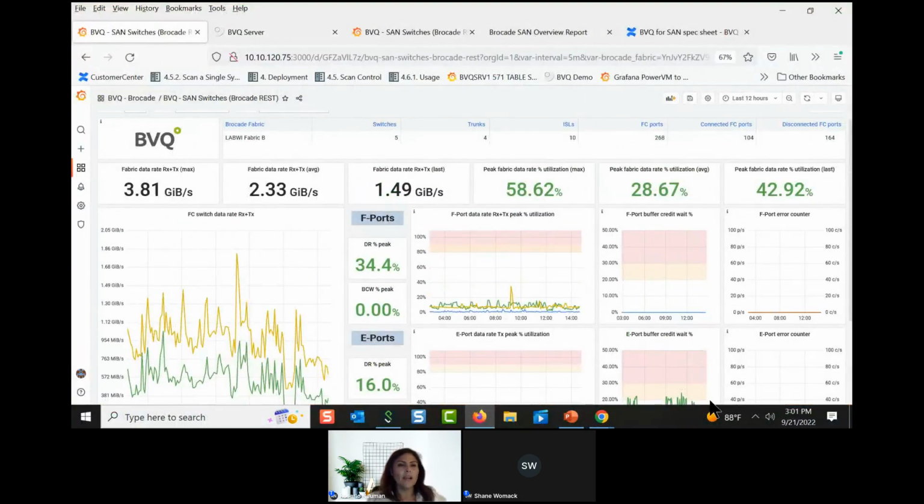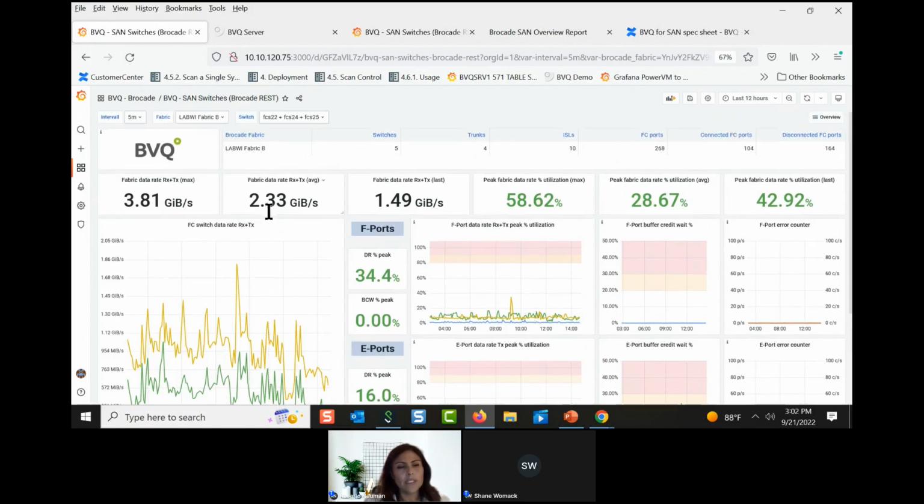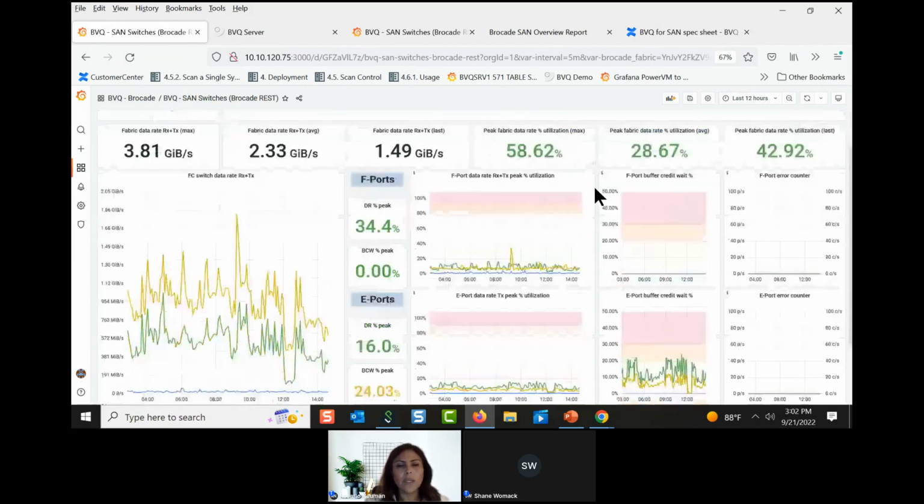Right. This is our predefined and ready to go monitoring dashboard for the SAN fabric. This shows an overall view of the SAN performance information. So we see an overall data rate for receive and transmit on the SAN fabric. You can select a specific switch to monitor and the time frame that you would like to monitor.